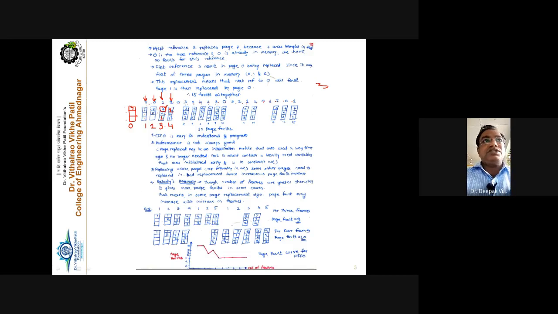Getting this point? So 7 came first, which means 7 is the oldest one. Out of 7, 0, 1, 7 is the oldest one. That's why 7 is replaced. Getting this point or not?